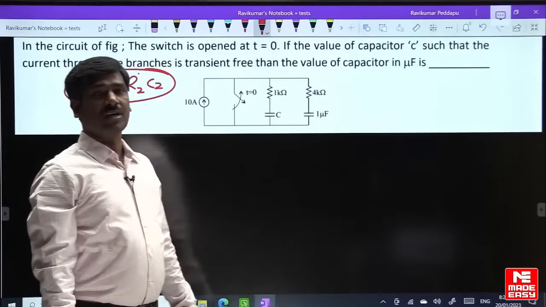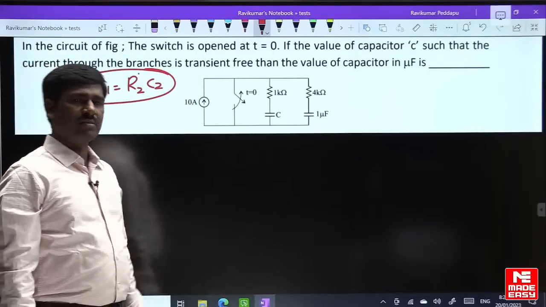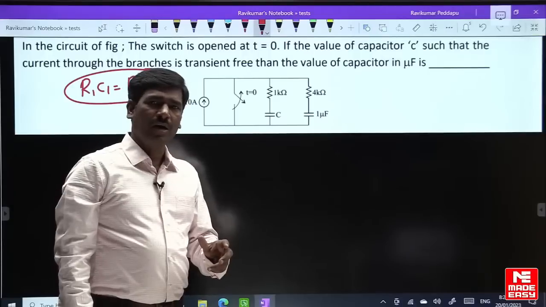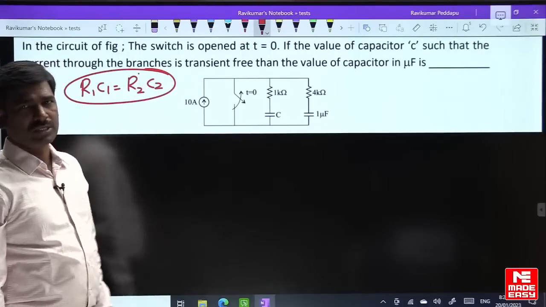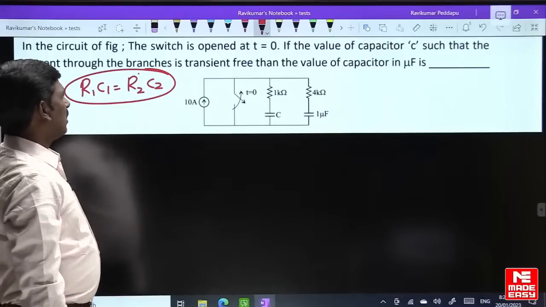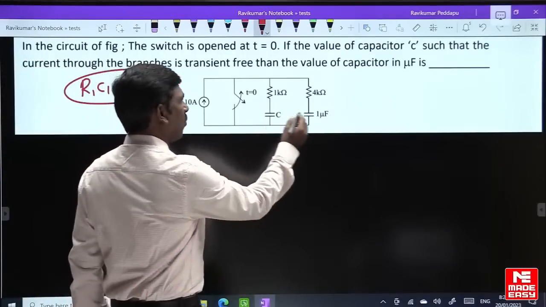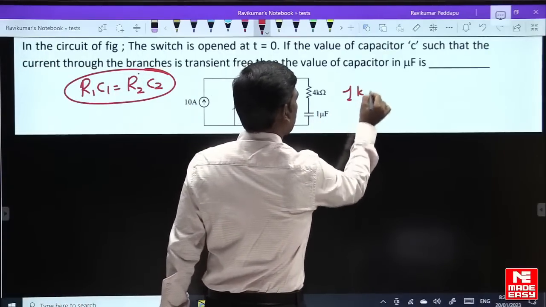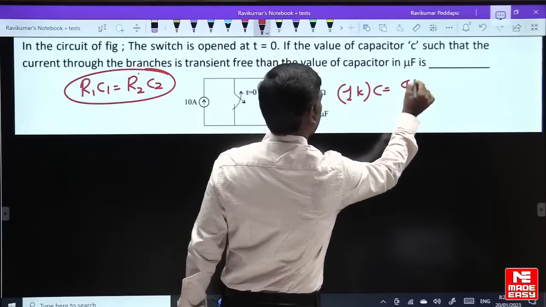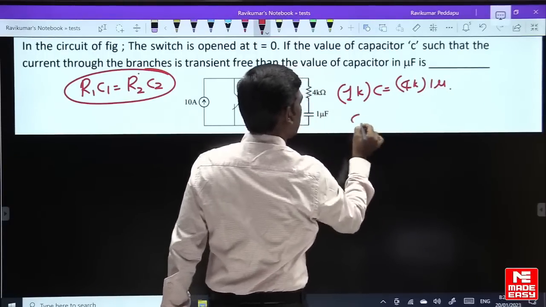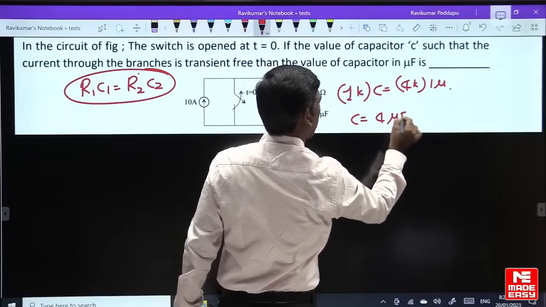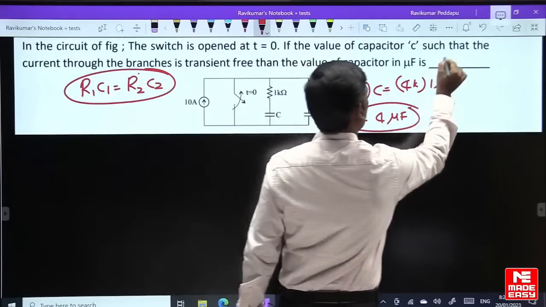आप भी देख सकते हैं. You can use the Laplace transform technique in this. Response is independent of time constant. R1 C1, suppose this is 1 kilo ohm, 1K into C is equal to 4K into 1 microfarad. So C is equal to 4 microfarad. The answer is 4.